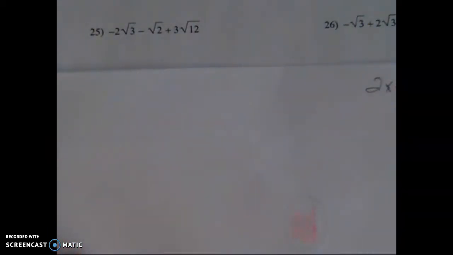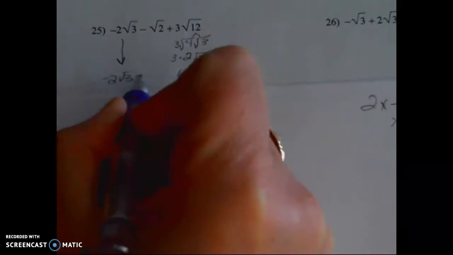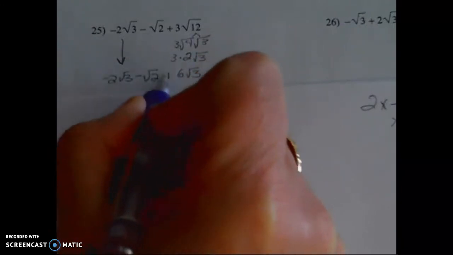Let's look at this 25. I feel like there's definitely a little bit of work that can be done here. That root 12, yeah, that's where the work comes in. Okay, let's simplify this. Square root 12 is 4 times 3. Square root of 4 is 2. And you have a coefficient there, you have to multiply 3 times 2. You get 6 root 3. Bring down what you haven't used yet. I haven't used this negative 2 root 3, and I haven't used the root 2, and this is positive.